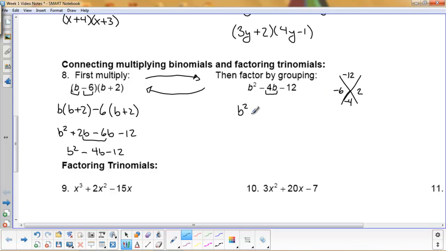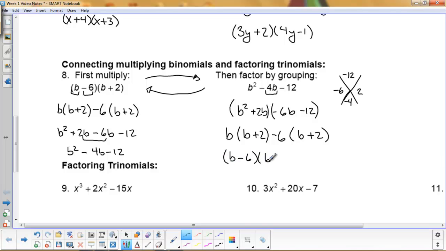So I get b squared plus 2b minus 6b minus 12. I'm going to employ four-term grouping here to help split this apart, and I get b times b plus 2 minus 6 times b plus 2. Then I'm going to rewrite it as two binomials, b minus 6 and b plus 2. That's the connection frontwards and backwards. That's why we factor the way we factor, okay?